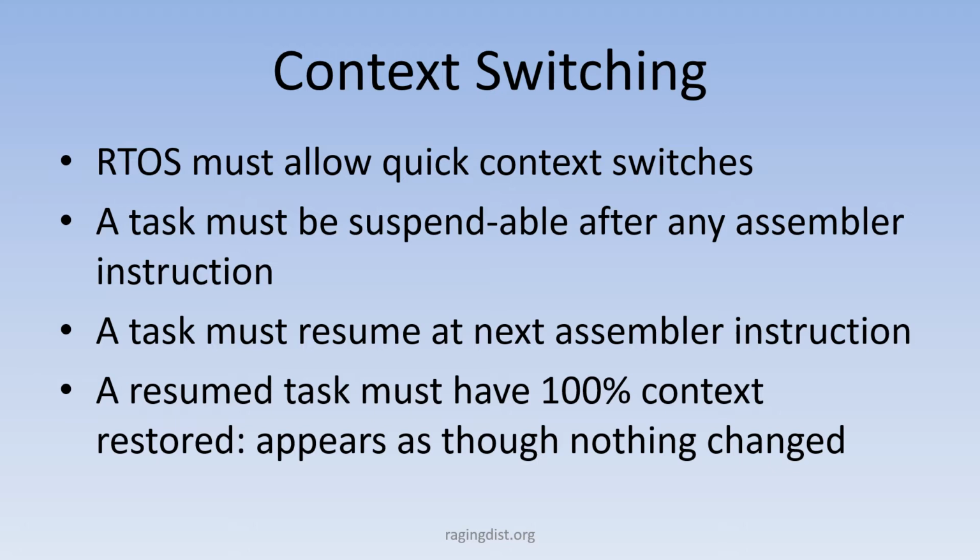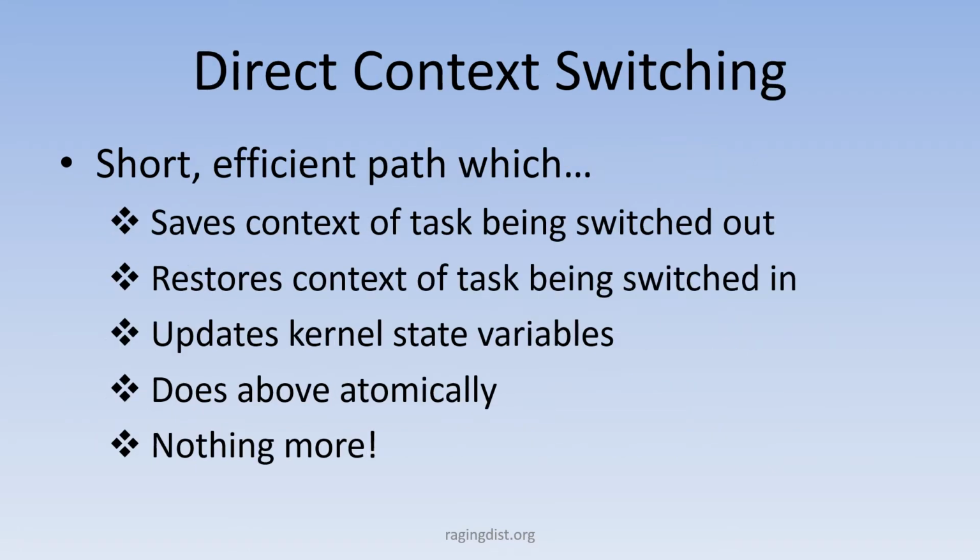So the RTOS must save everything in what we call the context, which I covered last time. It must save everything in order to pull that off. And it must restore everything to make it look like this whole thing was just a delay in time, a switching from one task to another, then back again.